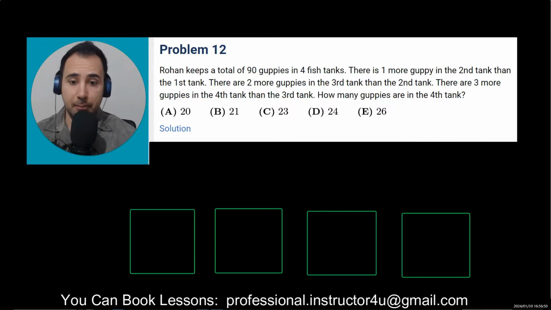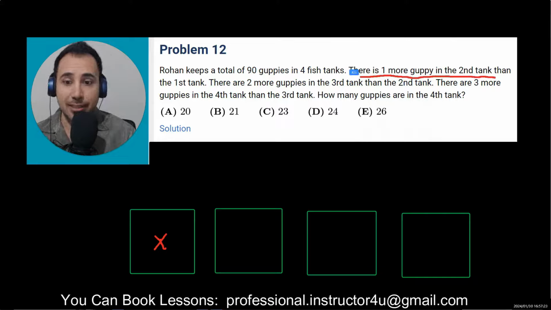With this type of question, you just have to find the tank which has the smallest number of units, in this case, guppies. Which one is the smallest? The one that is the smallest, you call that x. So here, the first one has the smallest value, so I'm going to call this one x. Here it says there is one more guppy in the second than in the first. If the first one is x, then this one is one more, so it will be x plus 1.